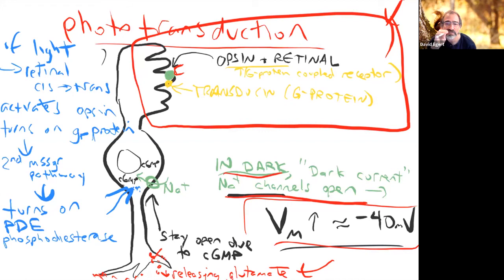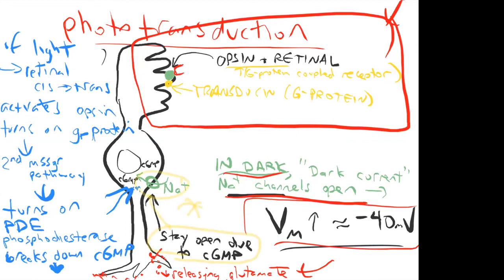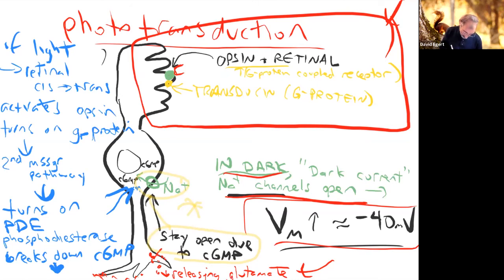Clears out the cyclic GMP. Right, exactly. It's the stuff that breaks down that second messenger. It breaks down cyclic GMP in this case. So what's going to happen now? What happens if there's no more cyclic GMP around? Would the sodium channels close? The sodium channels are going to close.